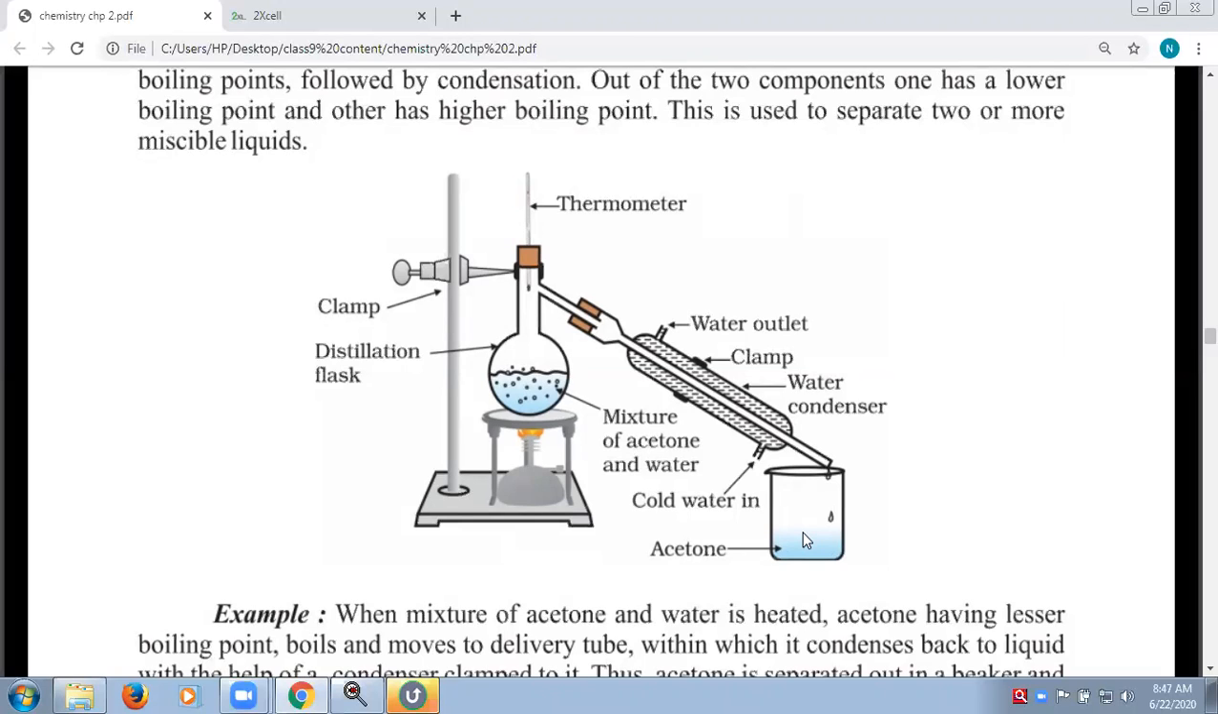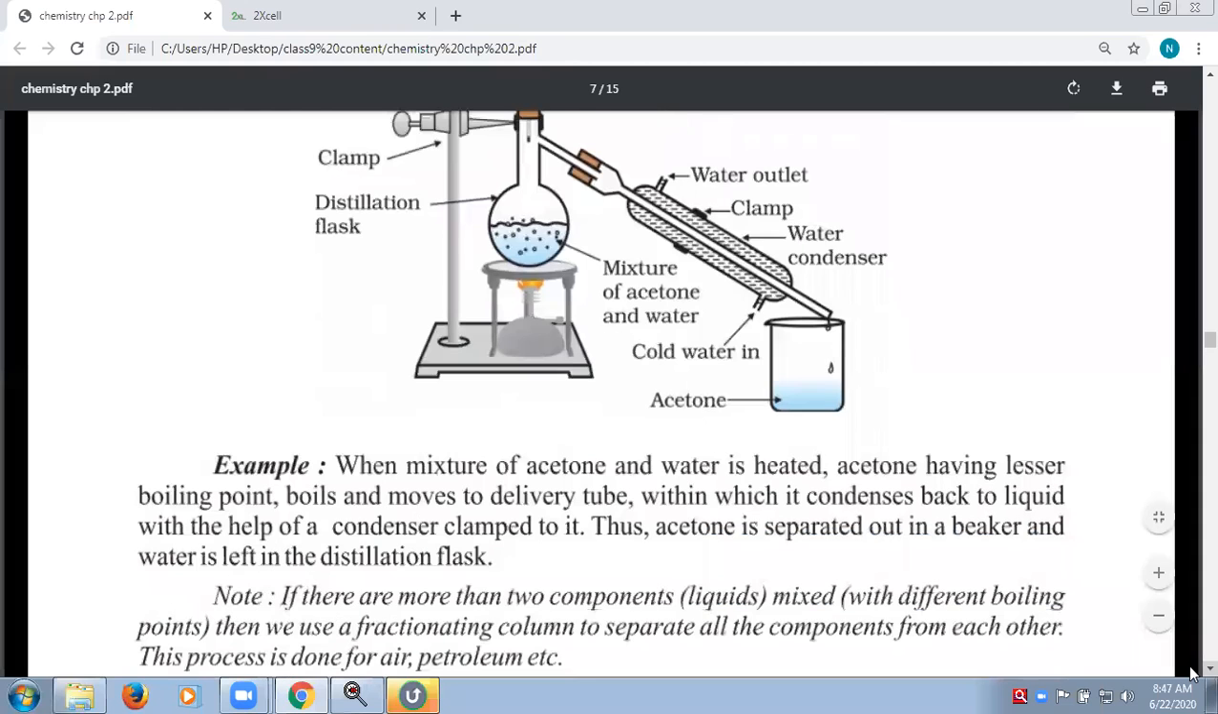Remember, this process is applied for obtaining distilled water in the lab. Distilled water, because it is obtained by the process of distillation of normal water, tap water, underground water or seawater, whatever we use. Clear? In fact, this process is also used for separating the components of miscible liquids having a difference in their boiling points, and that difference must be greater than 25 degrees Celsius. Clear?